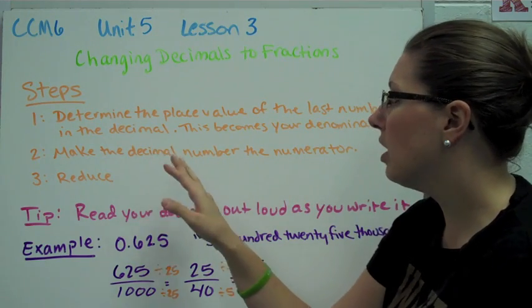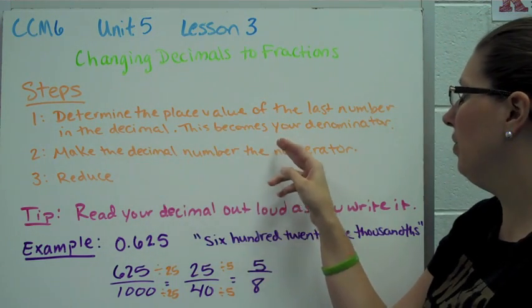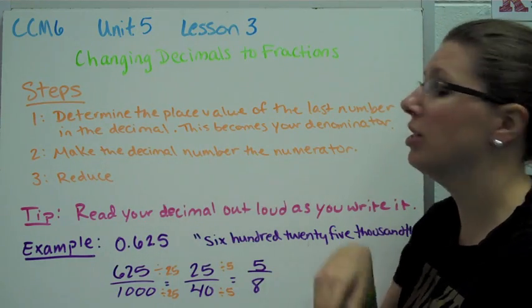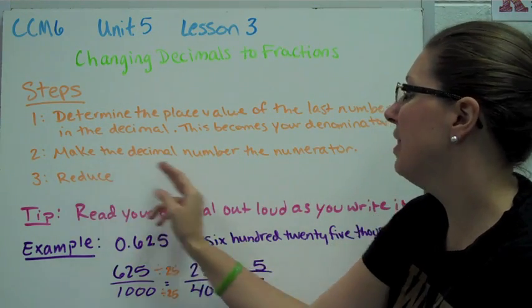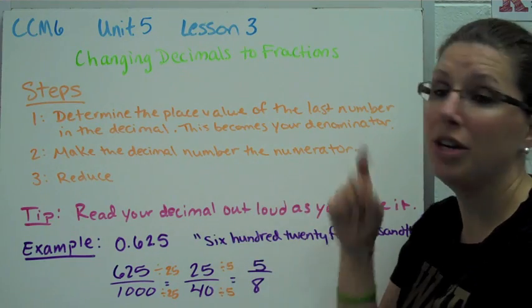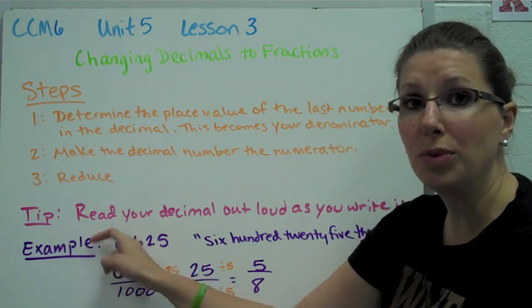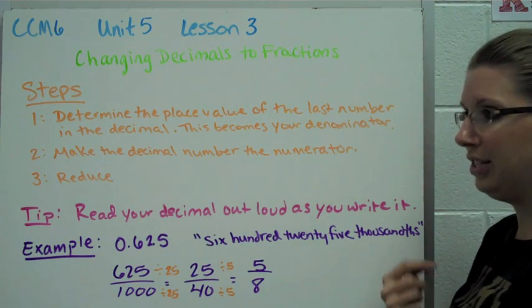So some steps are: determine the place value of the last number in the decimal. This becomes your denominator. Then make the decimal number the numerator. Then reduce. A tip would be to read your decimal out loud as you write it.